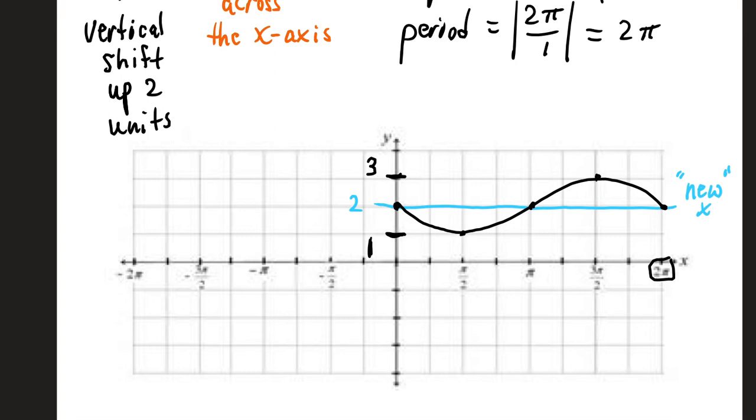The vertical translation of 2 just tells us that all function values have been added to 2, and then the result gives you what's called kind of a new x-axis. It's a new symmetry. But the main thing to remember is if you have a negative coefficient attached to your trig function, the graph will be upside down.